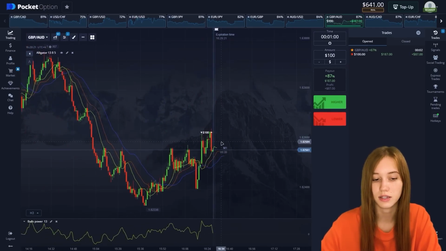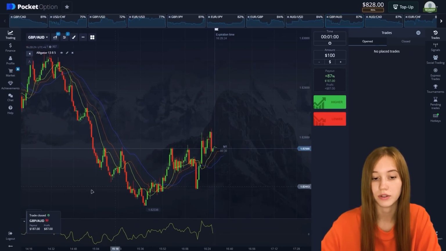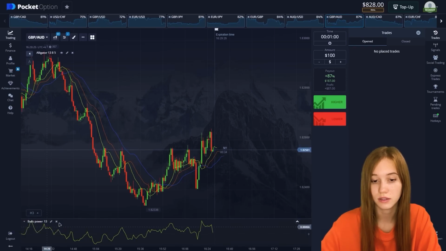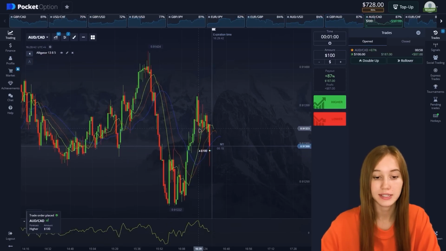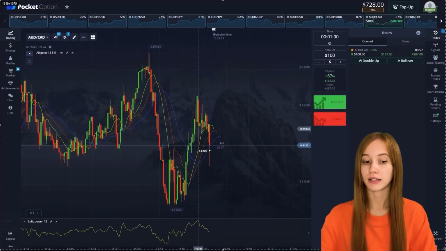Typically, a period of uncertainty means a slight drawdown in the candlesticks. 6 seconds until the end of the deal. The drawdown occurs and we close the deal with the profits. The balance is $828.